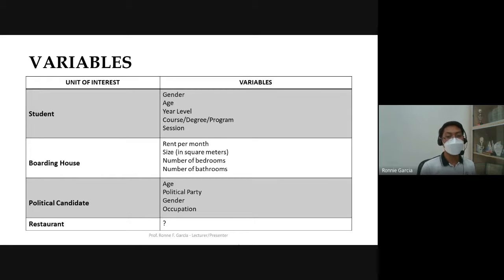So, based on your answers, makita na nasabtan ninyo ang pasabot sa variables. The next one is actually, wala ko nagbutang og answer diri because I want you to give your own variables if the unit of interest is restaurant. Kung mag-study ka og mga restaurant, unsa ang mga different variables nga pwede ani?